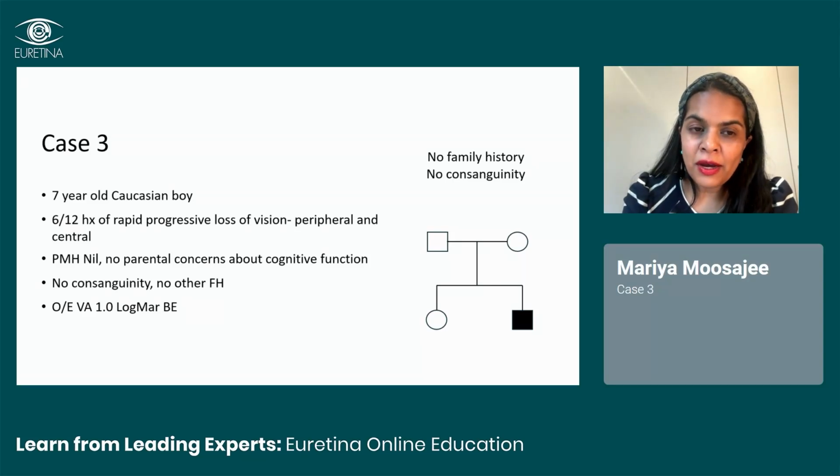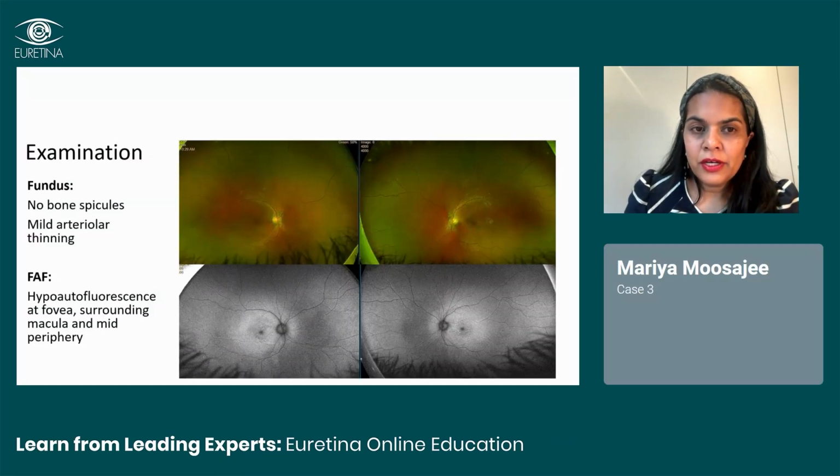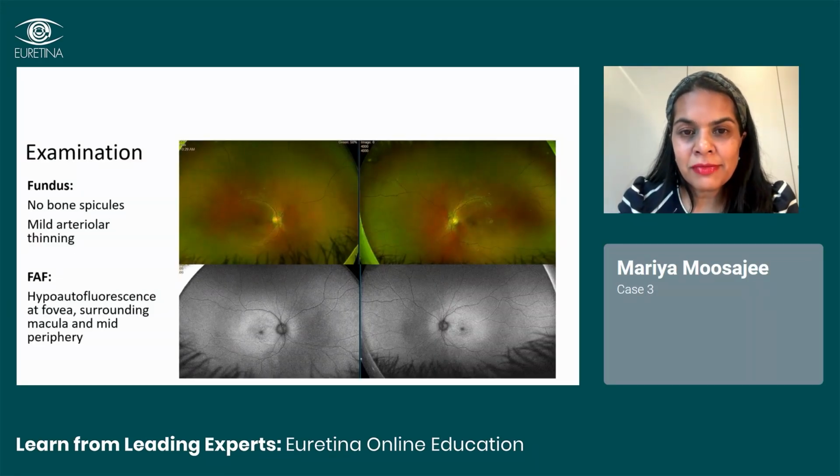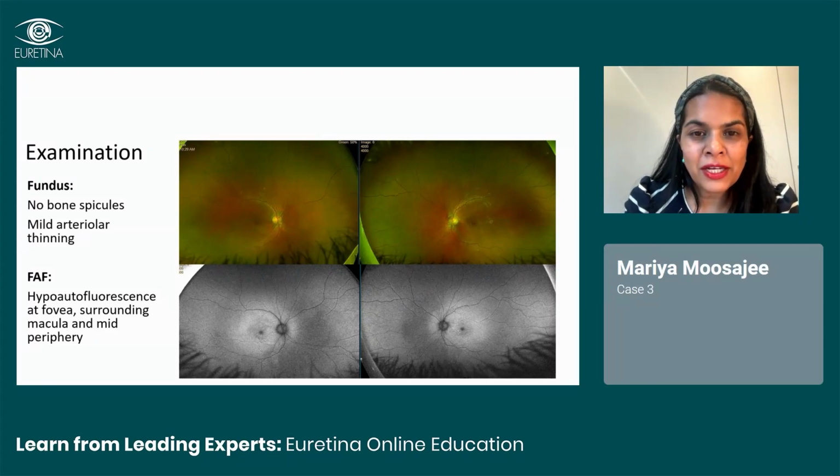There was no past medical history. Parents had no other concerns about him systemically, his cognitive function, no developmental delay, anything like that. And no history of any consanguinity or other family history. So on examination, this is the fundus appearance. There were no obvious retinal pigmentation or atrophy. There's some mild arteriolar thinning.